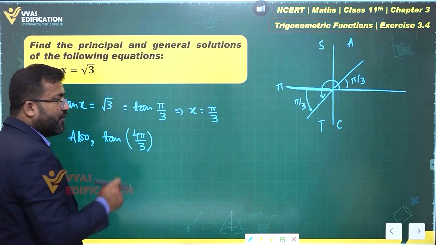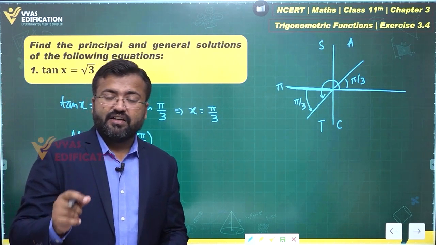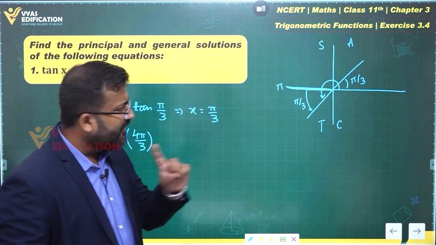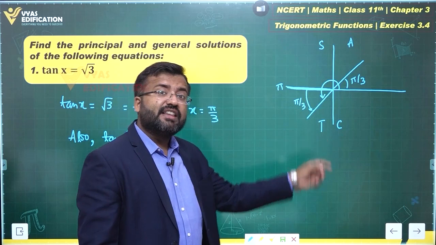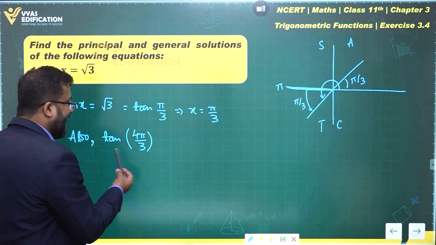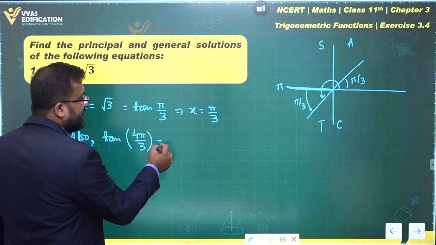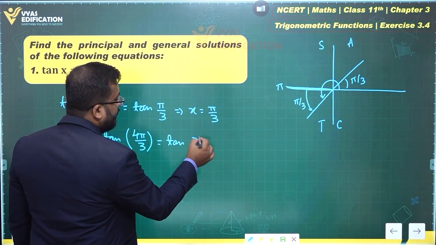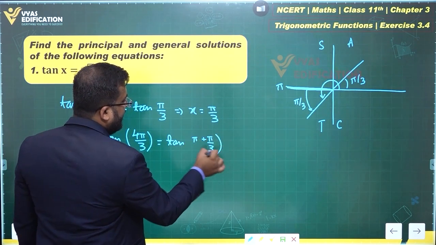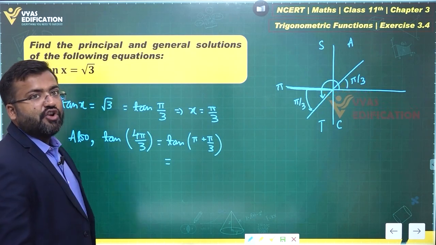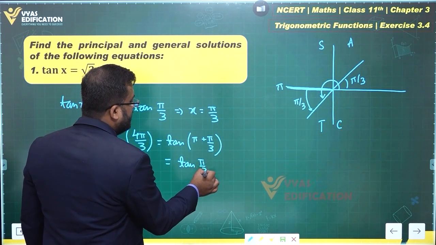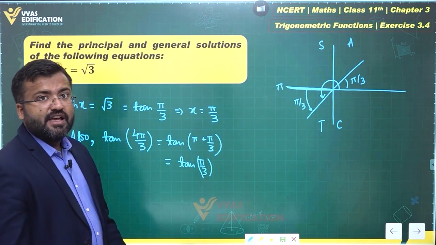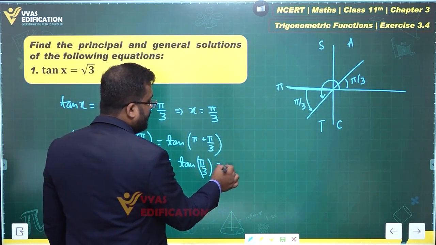Now where did we get this 4 pi by 3 directly? The NCERT people don't talk about that, right? And I have explained to you the logic behind that, and you can now guess where we get that angle from. So remember, tan of 4 pi by 3 can be written as tan of pi plus pi by 3, and tan of pi plus pi by 3 is also equal to tan of pi by 3. Very interesting, yes. And tan of pi by 3 is further root 3.